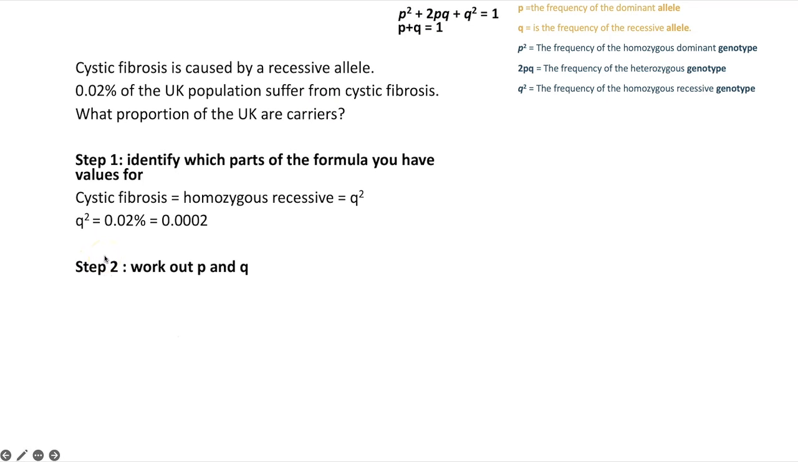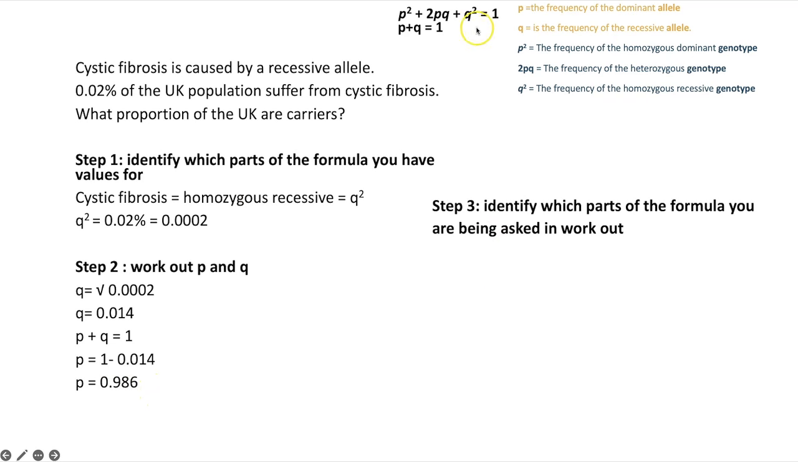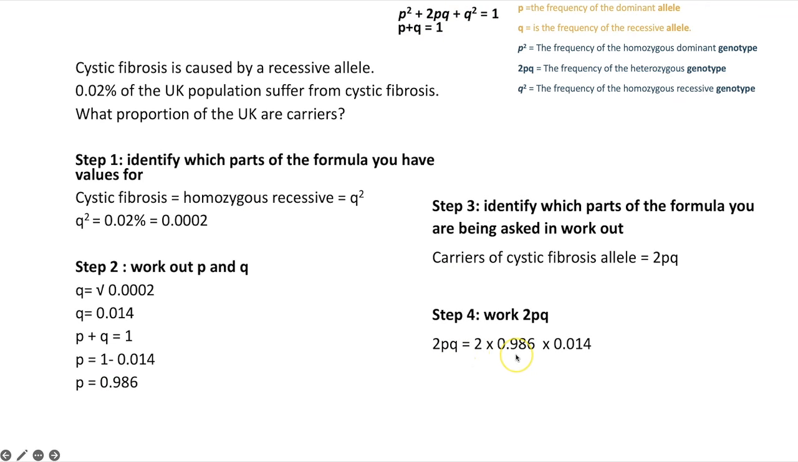So to work out 2pq, we need to know what q is worth and what p is worth. So q squared is 0.0002. So if we square root that, we've got what q is. And we can then use this formula, p plus q equals 1, to work out what p is. So p is 0.986. So we want to know what 2pq is. So all we have to do is 2 times p times q, and that equals 0.03. So that is what proportion of the UK are carriers. Sometimes they might ask you to convert that back into a percentage, in which case that would be 3%.